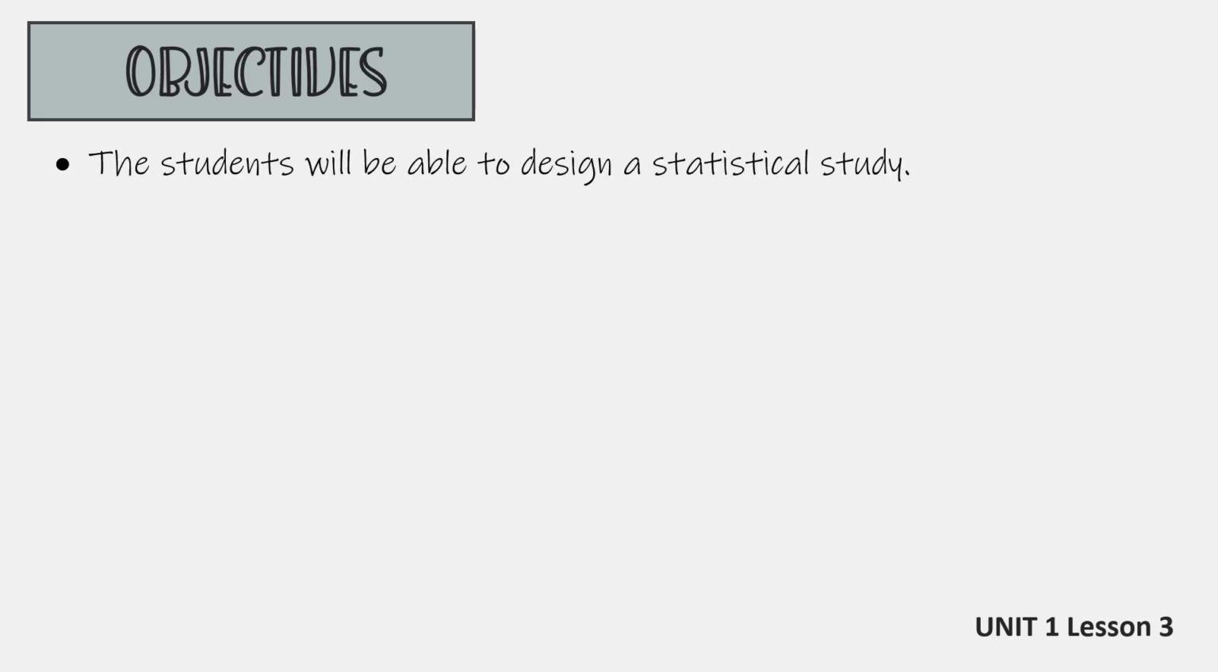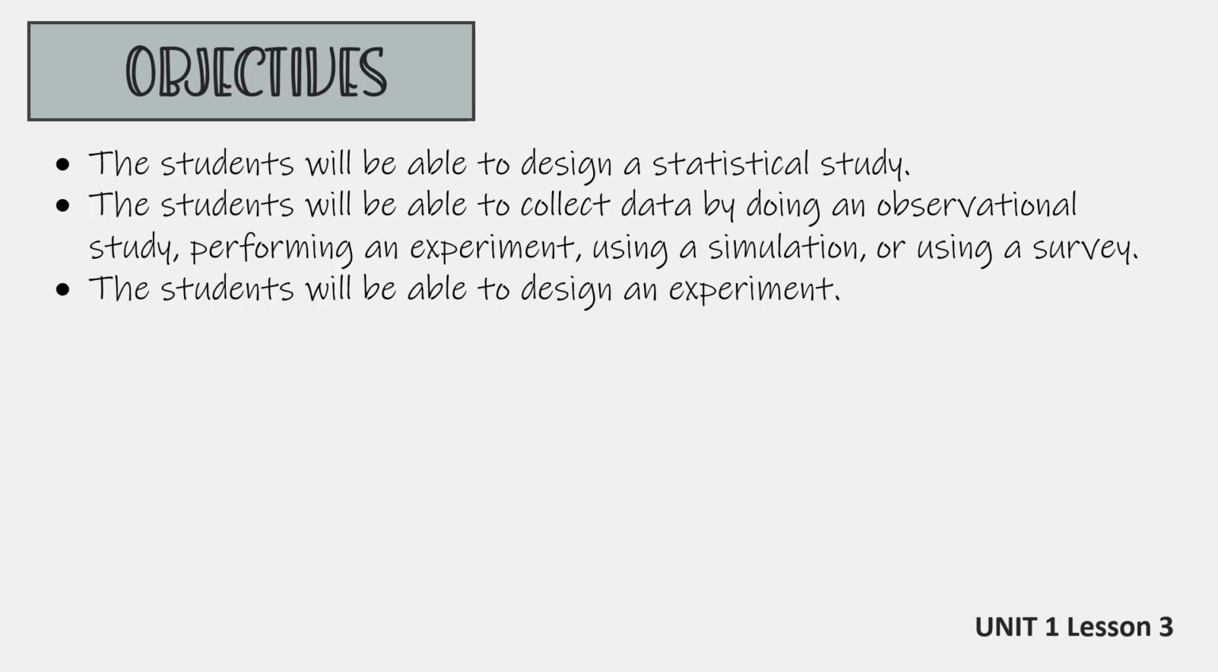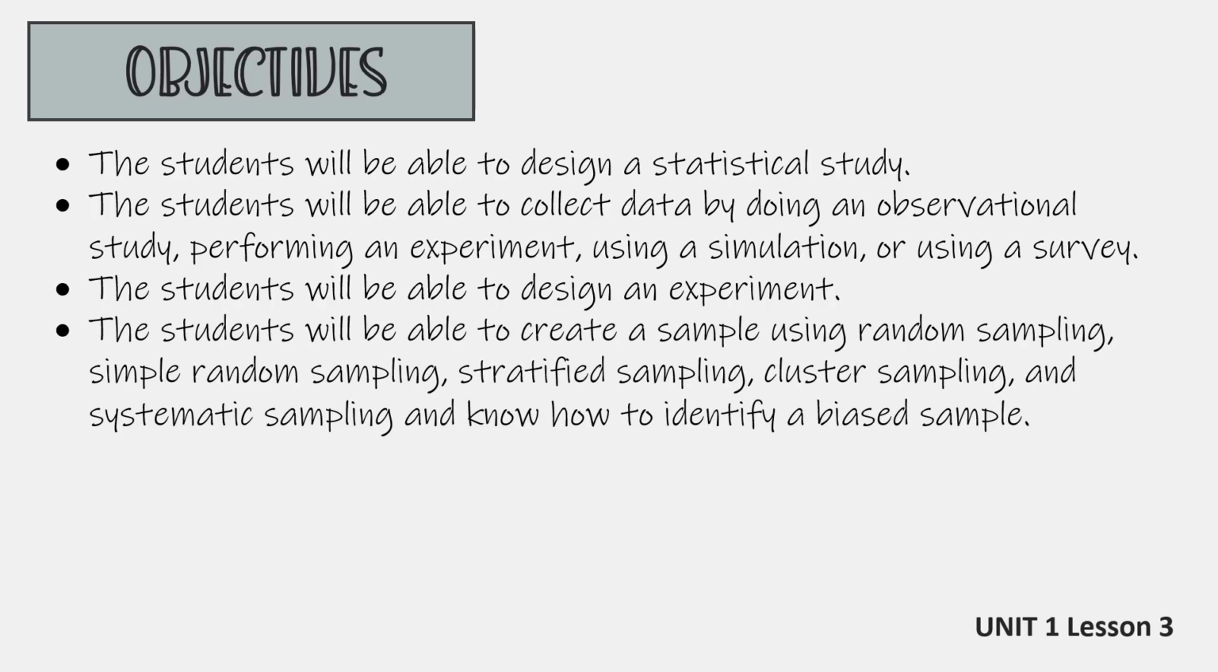The students will be able to design a statistical study. The students will be able to collect data by doing an observational study, performing an experiment, using a simulation, or using a survey. The students will be able to design an experiment. The students will be able to create a sample using random sampling, simple random sampling, stratified sampling, cluster sampling, and systematic sampling, and know how to identify a biased sample. A biased sample is in the next part of the notes, not today's notes.